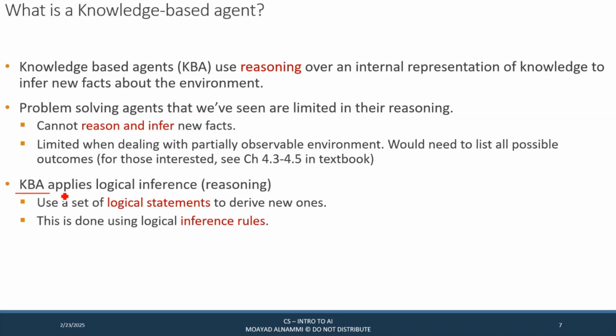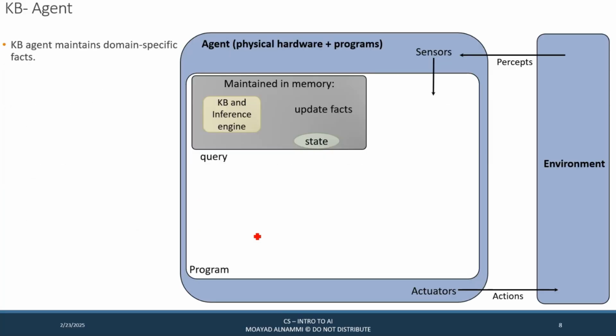Whereas knowledge-based agents, what we're going to see in this topic is that they will apply logical inference rules, which are some way of reasoning. They use a set of logical statements, so we'll use logical languages, and we will use logical inference rules.